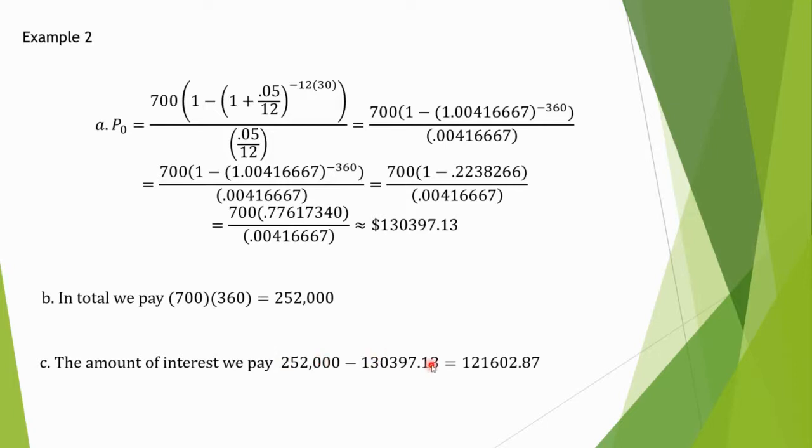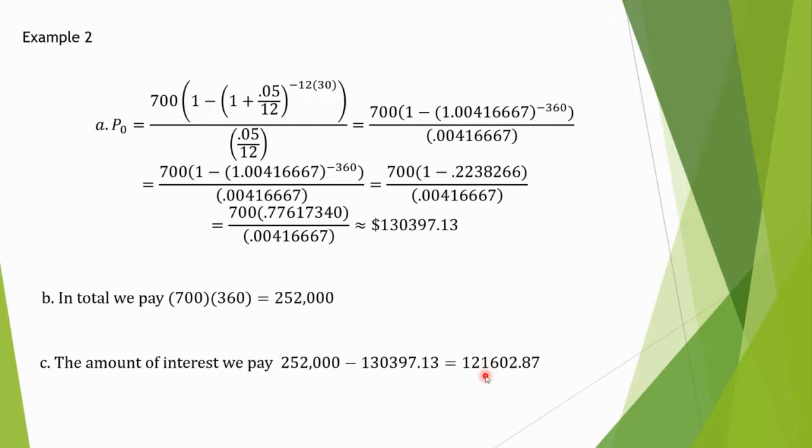This is the loan, assuming we got a loan for this amount. So the rest would be interest. We'd be paying this much interest. Okay, good. It's a fair amount. Okay. All right.